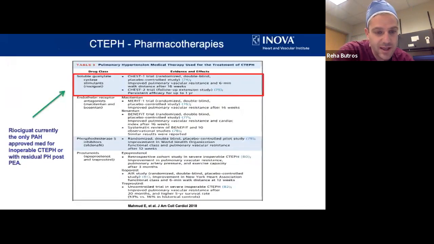Riociguat is a vasodilator and the only approved medication that we use for treatment of CTEPH. But I'm not going to go into detail about this because everyone on this conference call probably knows more about the medical treatment. But it was shown in the CHEST trials to improve PVRs and 6-minute walk test performance. There are some other adjunctive medical treatments that we use as well, but the main medication is Riociguat.